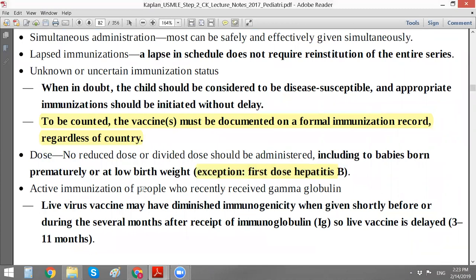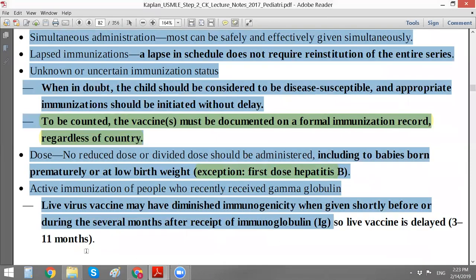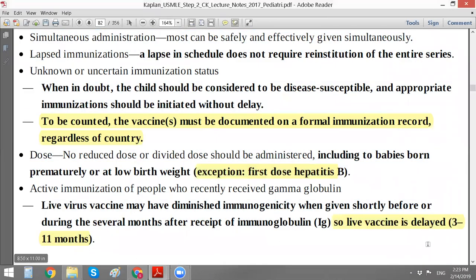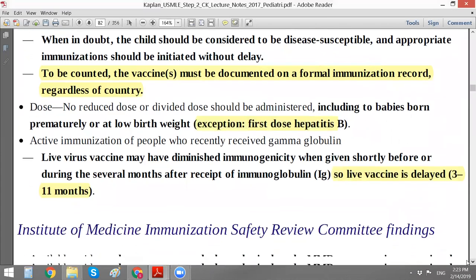Then we have the active immunization of people who recently received gamma globulin. Live virus vaccines may have diminished immunogenicity when given shortly before or during the several months after receipt of immunoglobulin. So the live vaccine is delayed 3 to 11 months. Okay, either we give it right away with them or give it with a 3 to 11 month delay.